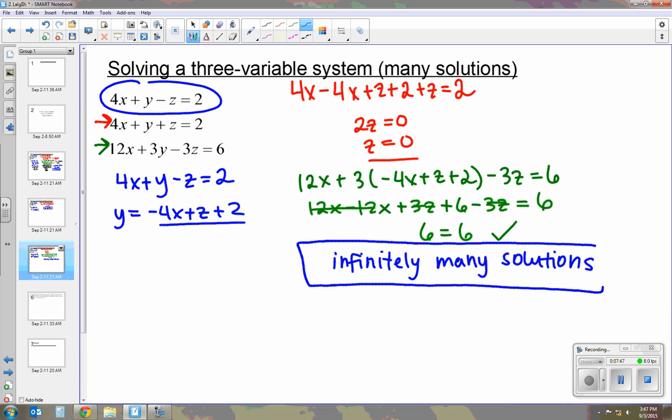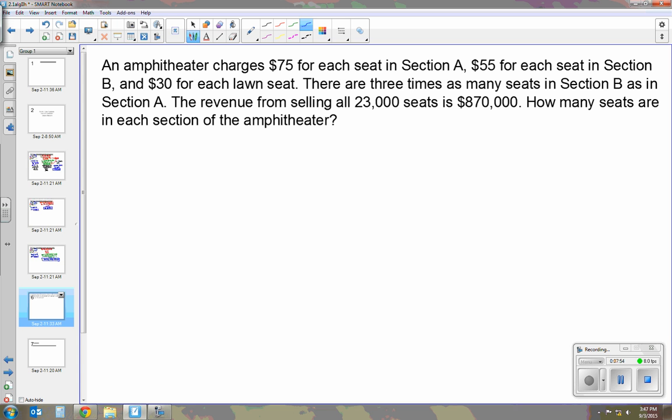So that's what it looks like when we have infinitely many solutions, when we get a true statement and our variables cancel out. Now our very last one is an example of a word problem. Okay, an amphitheater charges $75 for each seat in section A, $55 for each seat in section B, and $30 for each lawn seat. There are 3 times as many seats in section B as in section A. The revenue from selling all 23,000 seats is $870,000. How many seats are in each section of the amphitheater?